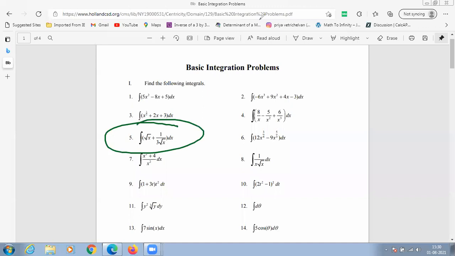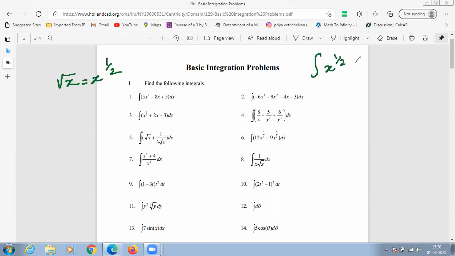This question: integral of (square root of x plus 1 upon 3 root of x) dx. So this question is in the form of square root. First we have to rewrite this question in terms of power. Square root of x can be written as x raised to the power 1 by 2, right? So I'm going to rewrite this question as (x power 1 by 2 plus 1 upon 3 into x power 1 by 2) dx.